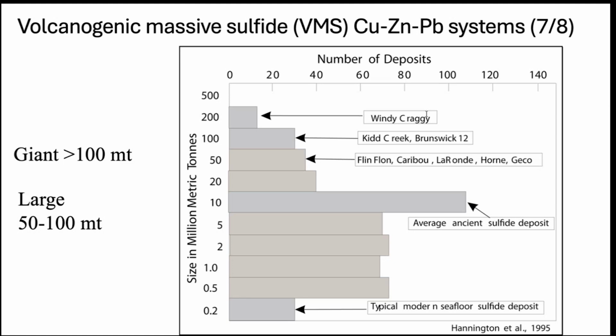Slightly smaller are the Kidd Creek and Brunswick number 12 deposits. Kidd Creek's still going. Brunswick 12 is shut down. I've been underground at Brunswick 12 at the 1,100-meter depth. So it's pretty humbling to be in a small tunnel and knowing there's a kilometer of rock above your head. The average ancient sulfide deposit is around 10 million-ish tons, and the typical seafloor one is much smaller. Now, having said that, there are a few examples on the modern seafloor which are much bigger, but generally speaking, the modern seafloor ones are pretty small.